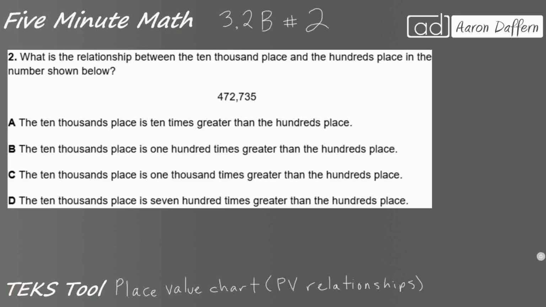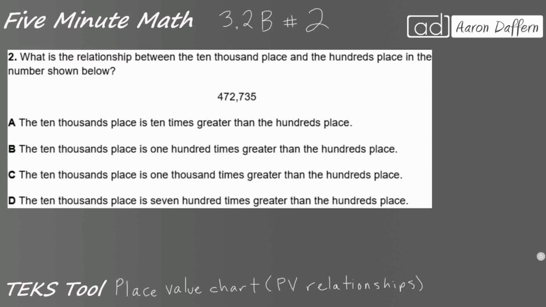Today we are looking at the TEKS tool place value chart. We are working with place value relationships. We're looking at a problem related to TEKS 3.2b and we will solve it in 5 minutes or less. If you haven't done so already, please go ahead and take a moment to pause the video, work this problem out on your own, unpause it, and we will look at our answers together.